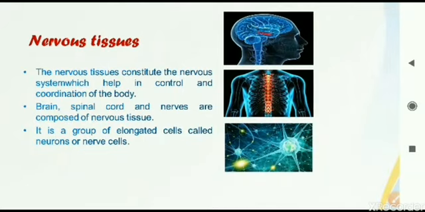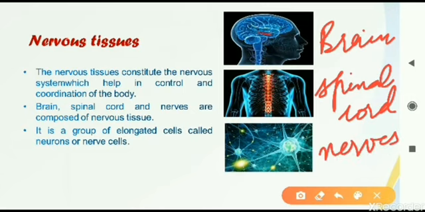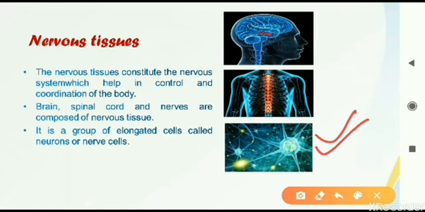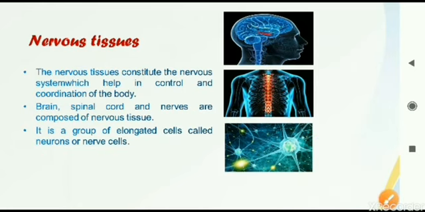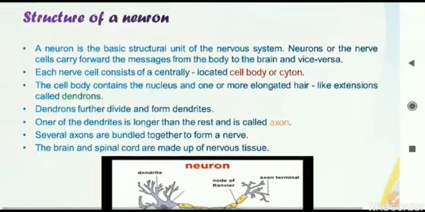The nervous tissue makes up our nervous system, and the nervous system comprises three different parts. First is the brain, second is the spinal cord, and third are the different kinds of nerves. All these three combined together form the nervous system. Let us have a look at this nervous tissue. The most basic structure of the nervous tissue is the nerves. Different nerves make up the nervous tissue, and the nerve cells are also called neurons. Different neurons are connected together one after the other, and they form the nervous tissue.